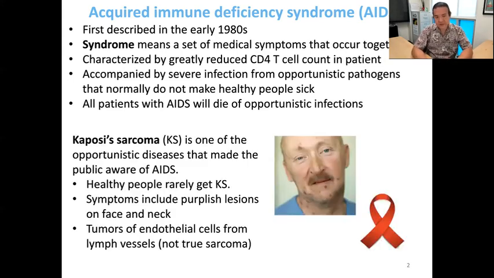So one of these examples is Kaposi sarcoma, or KS. It's one of these opportunistic diseases that really made the public aware of AIDS. Healthy people with strong immune systems rarely get KS. The symptoms of KS are these purplish lesions on the face and neck. These are actually tumors that are growing from the cells of the lymph vessels. So even though it's called a sarcoma, it's not truly muscle tissue, which is often what you usually think of when you hear sarcoma.